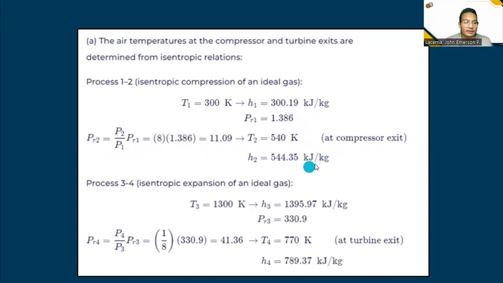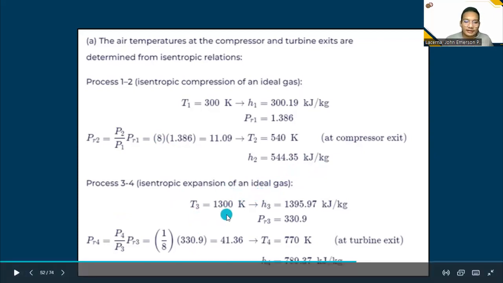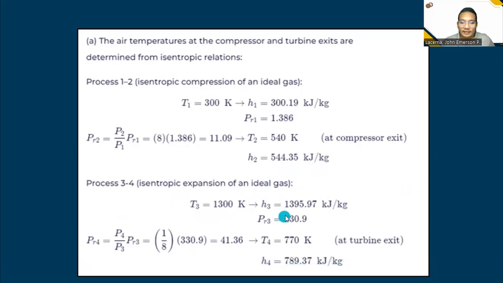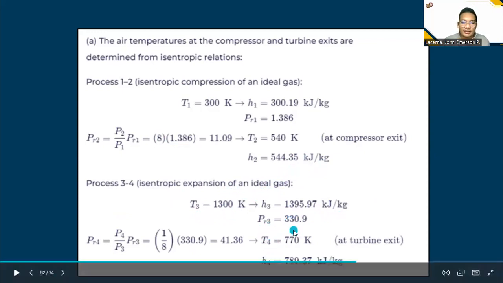And from our steam table, H2 is 544.35 kilojoule over kilogram. Next is the process 3 to 4, isentropic expansion of an ideal gas. T3 is equals to 1,300 Kelvin. Okay, hanapin natin yung value. Enthalpy H3 is 1,395.97 kilojoule over kilogram. PR3 is 330.9. From our formula ulit, PVT relationship, substitute natin: 1 over 8 times 330.9 is equal to 41.36. T4 is 770 Kelvin, yung turbine exit natin. Temperature ng turbine exit.